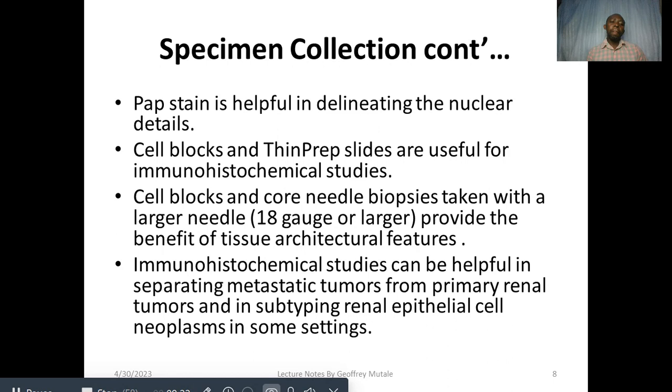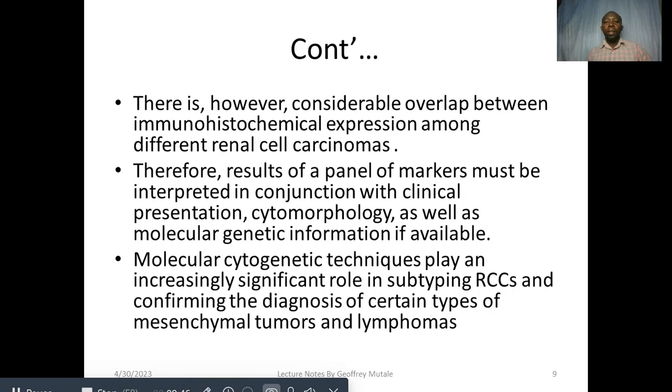Immunohistochemical studies can be helpful in separating metastatic tumors from primary renal tumors and subtyping renal epithelial cell neoplasm in some settings. We shall be looking at a number of these neoplasms, and sometimes at other auxiliary tests that we can employ, like a histochemical test, and then we see how we can differentiate them based on immunohistochemical tests.